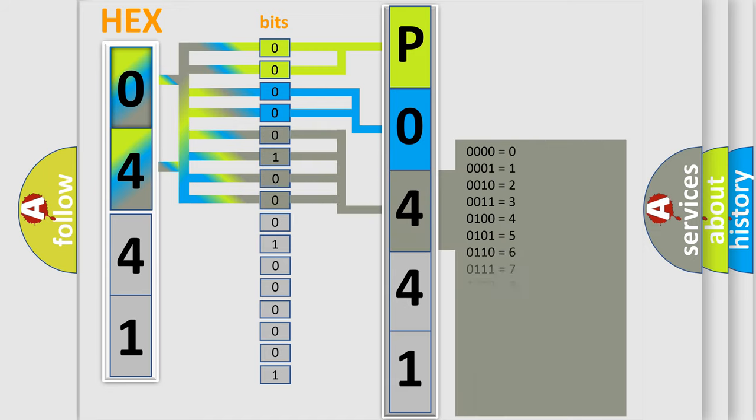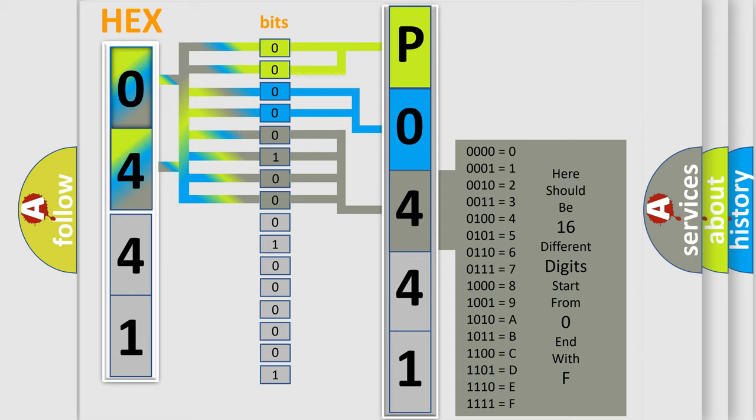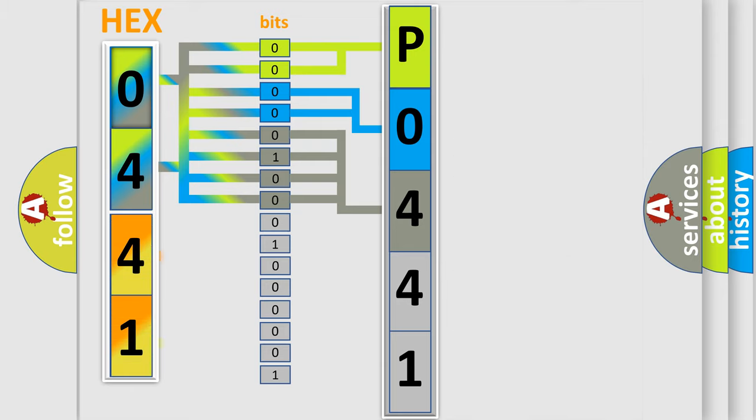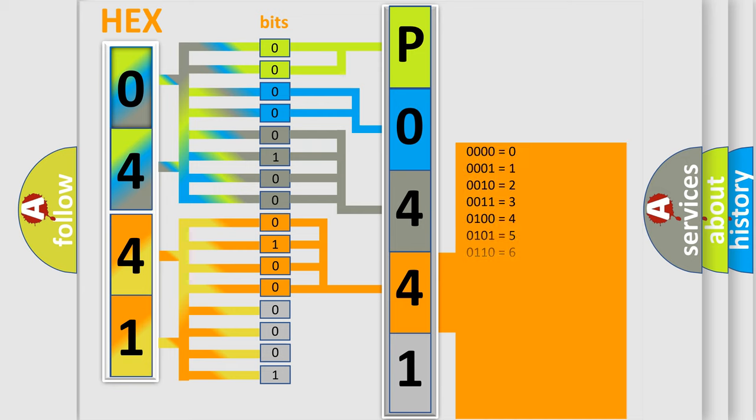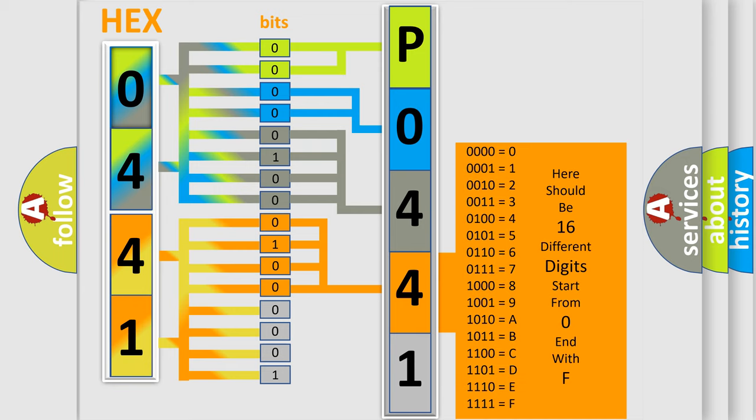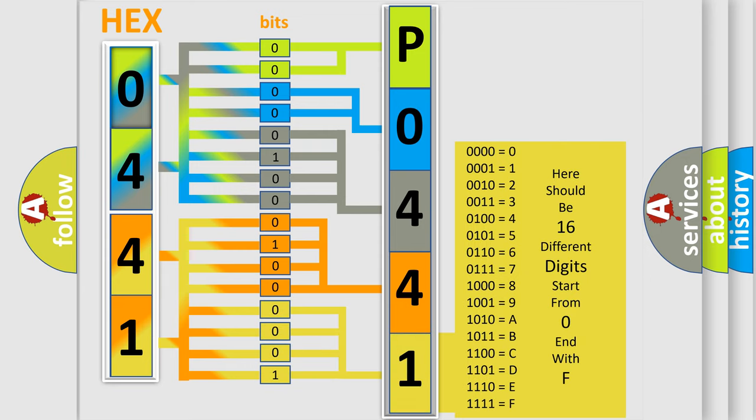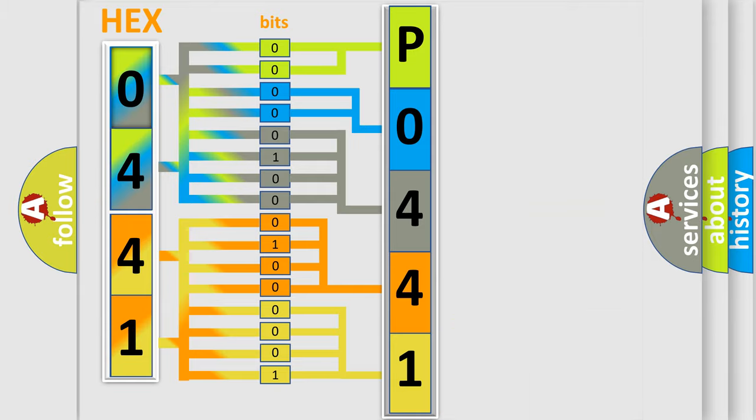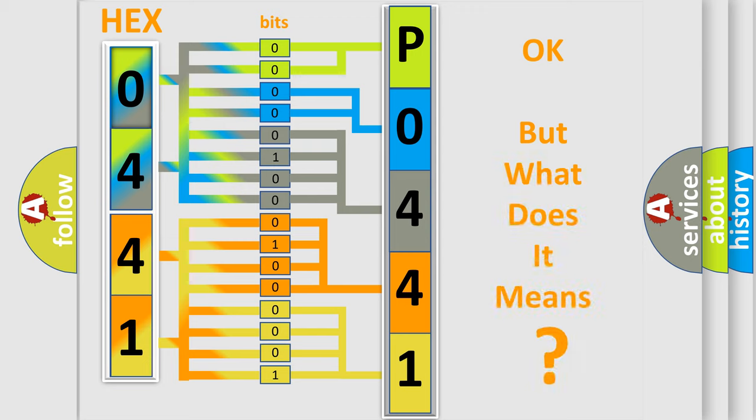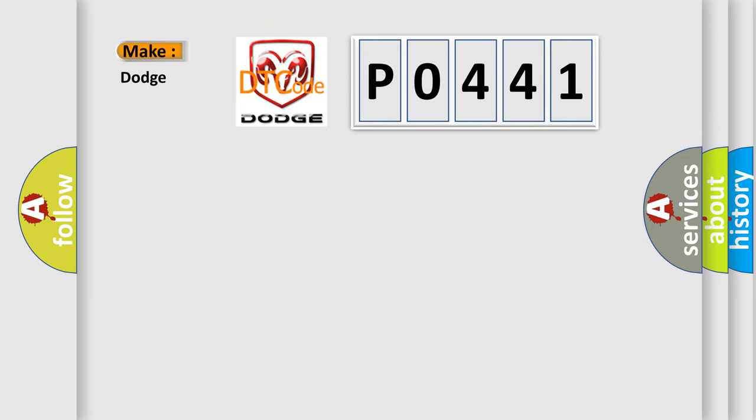The second byte is composed of a combination of 8 bits. The first 4 bits determine the fourth character of the code, and the combination of the last 4 bits defines the fifth character. A single byte conceals 256 possible combinations. We now know in what way the diagnostic tool translates the received information into a more comprehensible format. The number itself does not make sense to us if we cannot assign information to what it actually expresses. So, what does the diagnostic trouble code P0441 specifically interpret for Dodge car manufacturers?